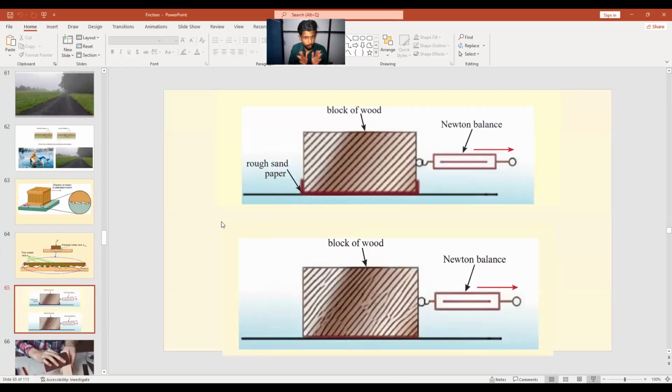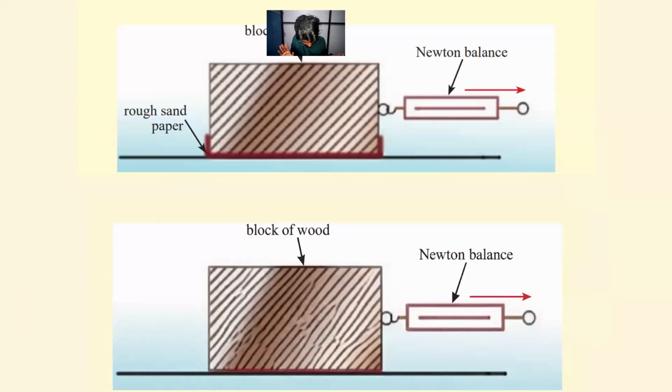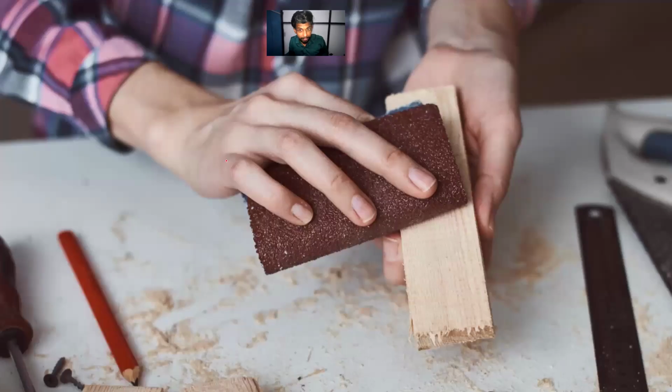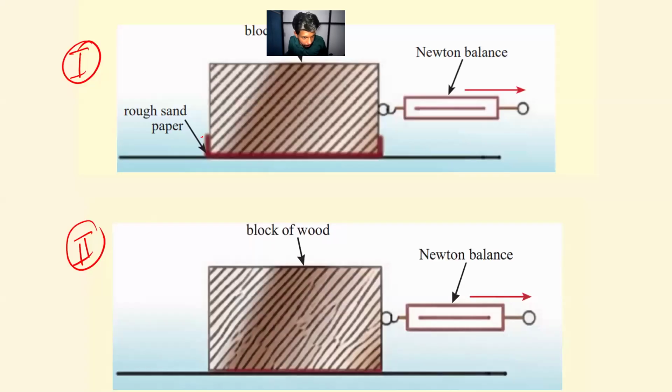Listen here. You know, when the surface is rough, what happens? Here we'll put case number 1 and case number 2. In case number 1, we have kept the sandpaper. The sandpaper is very, very rough. So what will happen? The rough surface will be outside and the smooth one will be inside.